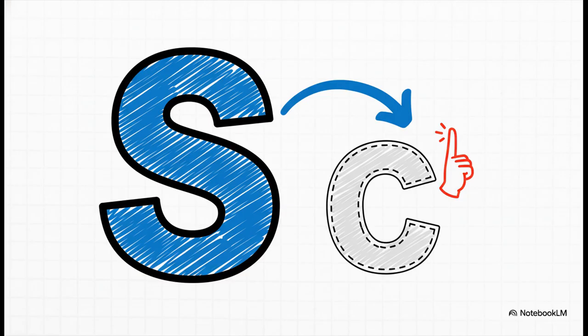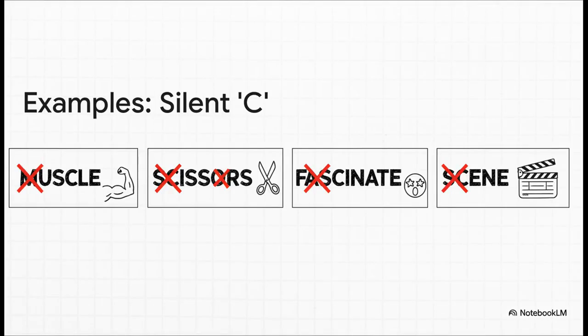Okay, let's move on to C. This one can be a little sneaky. The big rule to remember is that C often goes silent when it comes right after an S. That SC combo is a classic trap. And you can see it perfectly right here.